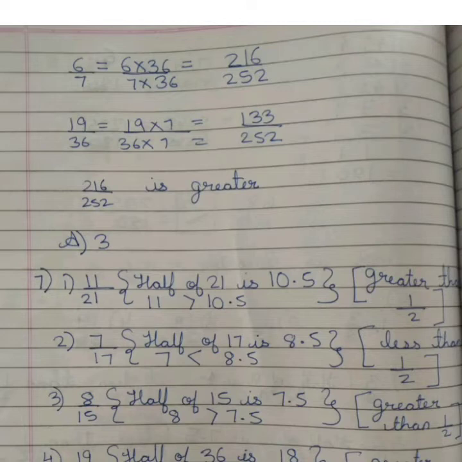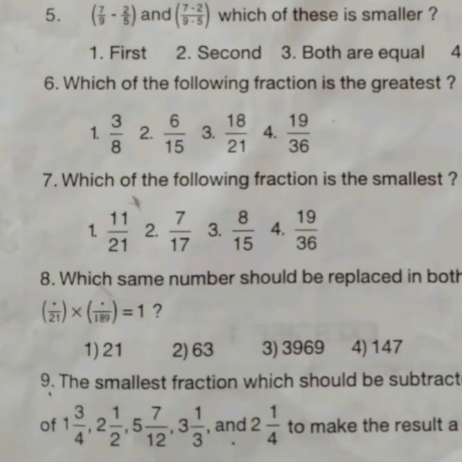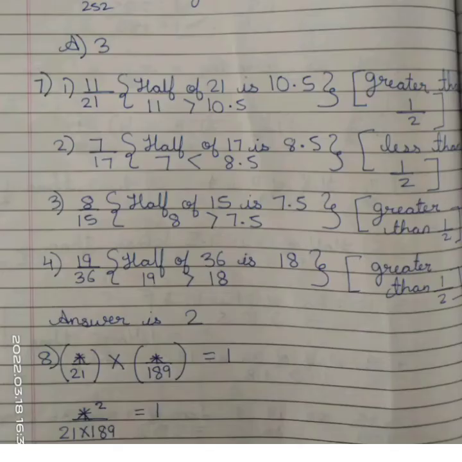Now starting with the seventh question, which of the following is smallest? So again we will do it by the half method. 11 by 21, half of 21 is 10.5. 11, it is greater than 10.5. So this whole fraction 11 by 21, it is more than half. Now 7 by 17, half of 17 is 8.5. 7, it is smaller than 8.5. So this whole fraction 7 by 17 is less than half.